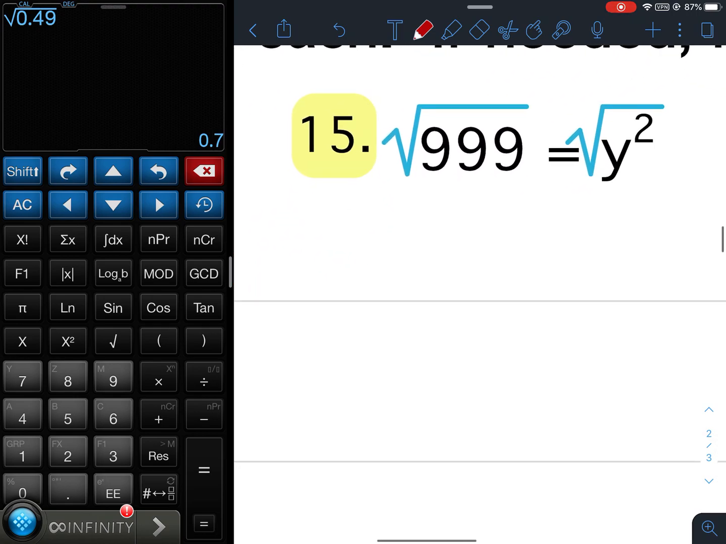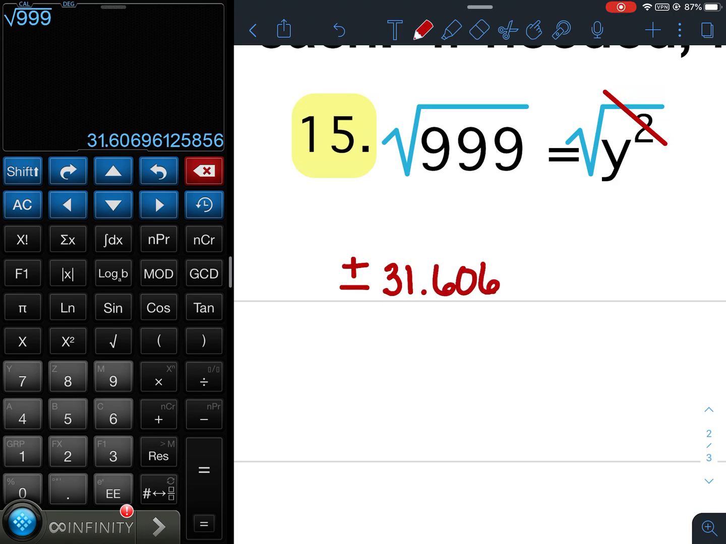For 15, I'm going to take the square root of 999. So square root 999, hit enter. So this is one where we're going to have to round. See how it gives me that big long number? First of all, I'm going to cancel my square and my square root. Then it's a positive and negative 31.6069, and then you have the ellipse equals y.